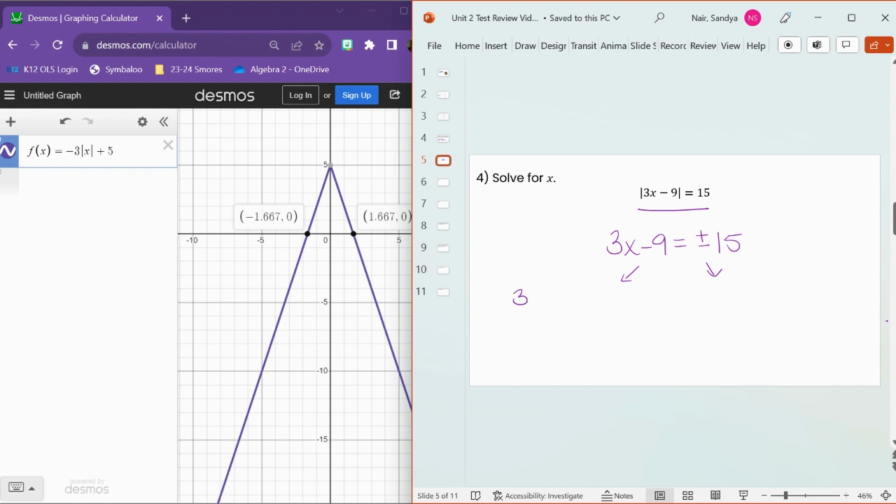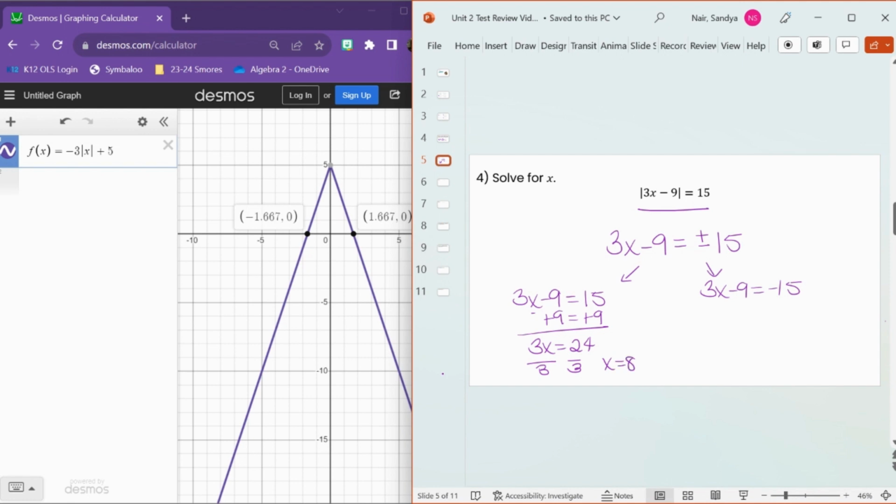So you need to actually break it apart. So you have 3x minus 9 equals 15 and 3x minus 9 equals negative 15. Now we just solve the equation, right? We need to work on isolating x. So we go ahead and add 9 to both sides, which gives us 3x equals 24. And then we divide both sides by 3, which gives us x equals 8, right?